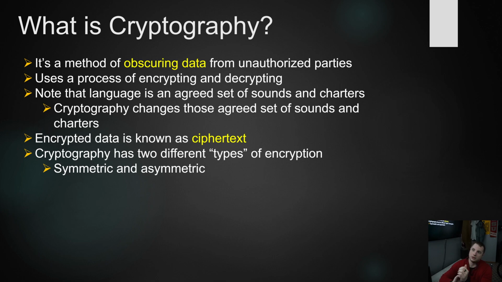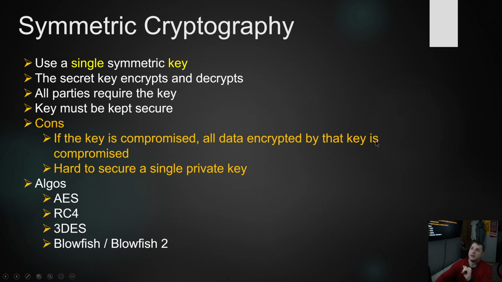Okay, encrypted data is also known as ciphertext, where it's just a series of essentially garble to us, but there is a pattern. It's just generated by an algorithm, and there are two types of encryption. There's symmetric and then asymmetric, which we're going to get into right now. Symmetric, okay, so this is what we used for a long time.